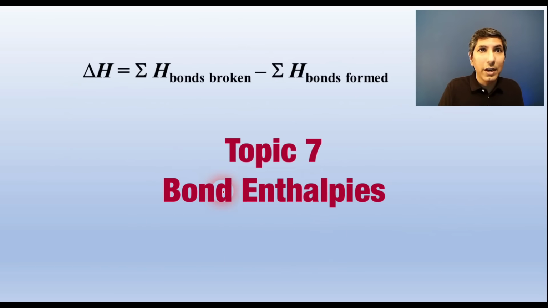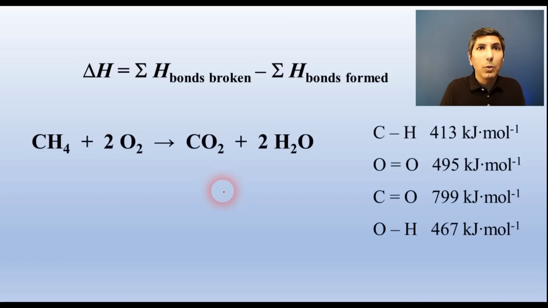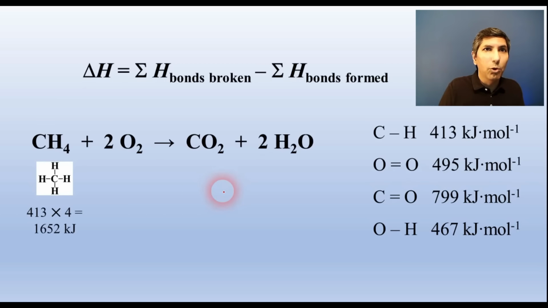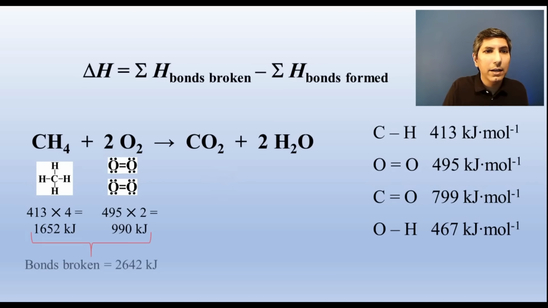One way to determine the change in enthalpy of a reaction is to use bond enthalpies. Some chemical bonds require more energy to break than others. So, with a list of bond enthalpies, we can determine the delta H of a reaction by taking the total enthalpies of the bonds broken minus the total enthalpies of the bonds formed. So in this reaction, we take the 4 CH4 bonds and get 1,652 and add that to 2 oxygen-oxygen double bonds and get 990. So the total bonds broken would be 2,642.